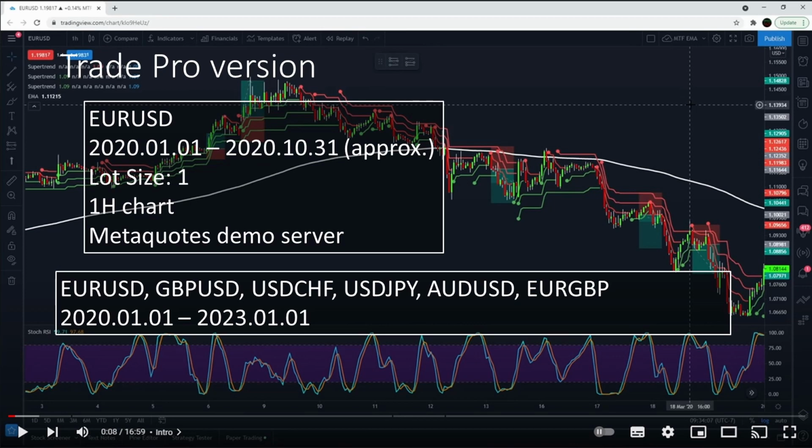So I'll run that test to copy the TradePro test, but then I'm also going to run a longer test for Euro USD, Pound USD, Dollar Swiss, Dollar Yen, Aussie US and Euro Pound, and I'll run that from the 1st of January 2020 until the 1st of January 2023. So let's go in and do the detailed test first, and then I'll just run through the others and come back with the results from that.